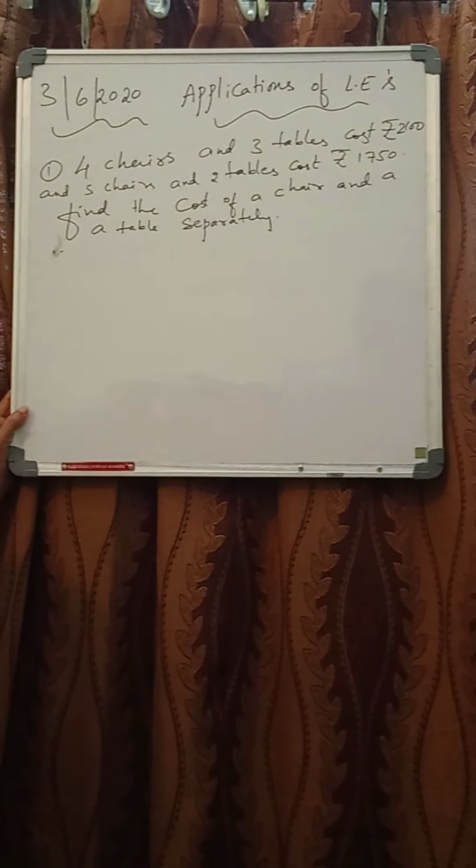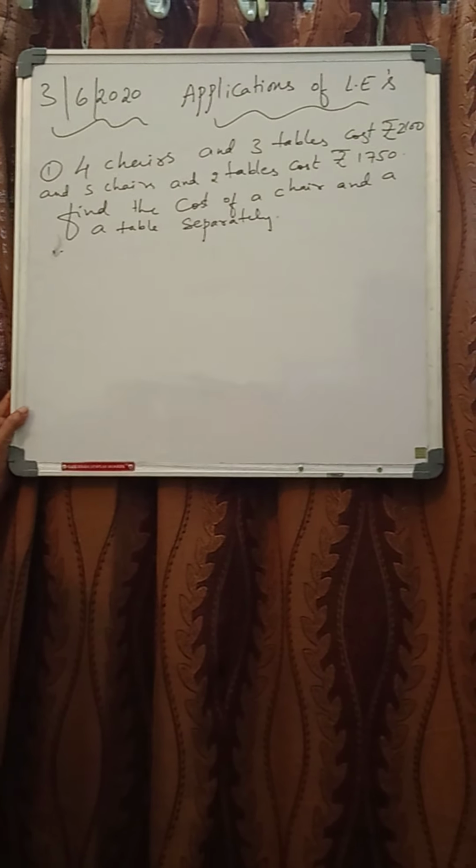So here in this word problem, 2 statements are given, children. The first condition is 4 chairs and 3 tables cost rupees 2100. This is the first condition given there. And the second condition is 5 chairs and 2 tables cost rupees 1750. So here you frame a pair of linear equations according to the given conditions. Then solve those linear equations by any one of the methods.